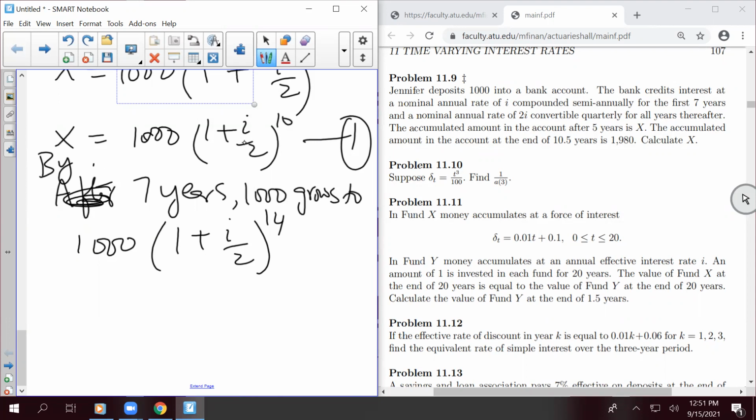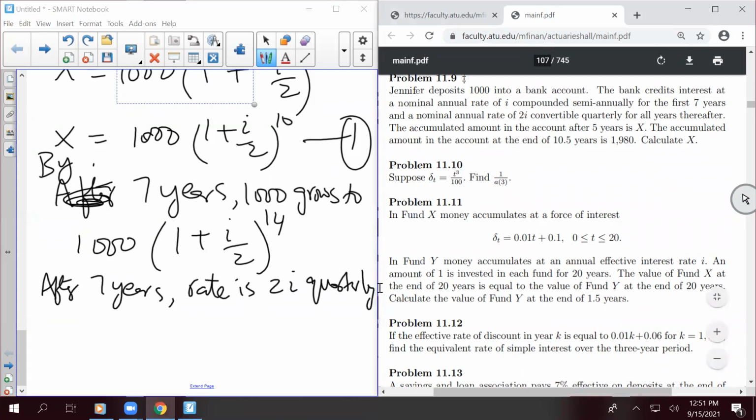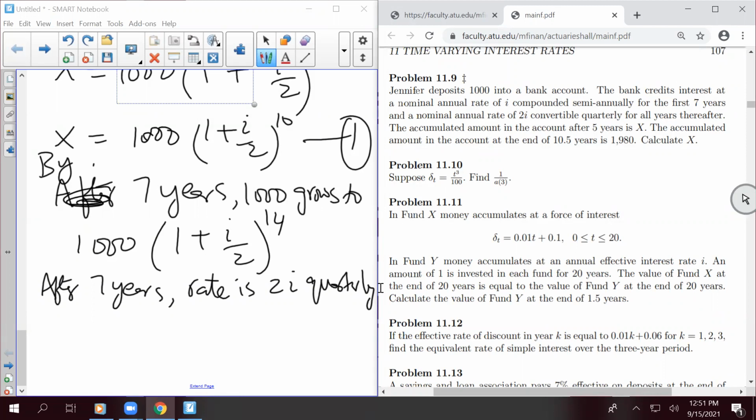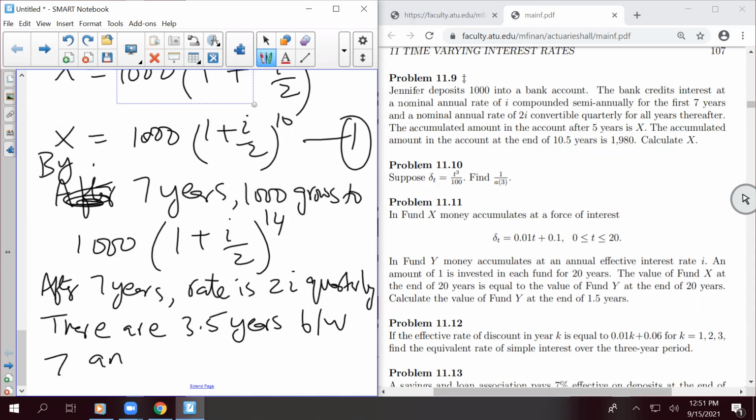Okay, but now after 7 years, we start having a nominal rate of 2i convertible quarterly. So after 7 years, the rate is 2i quarterly. So now it's a quarterly rate. How much time do we have between 7 years and 10.5 years? 3.5 years. There are 3.5 years between 7 and 10.5.